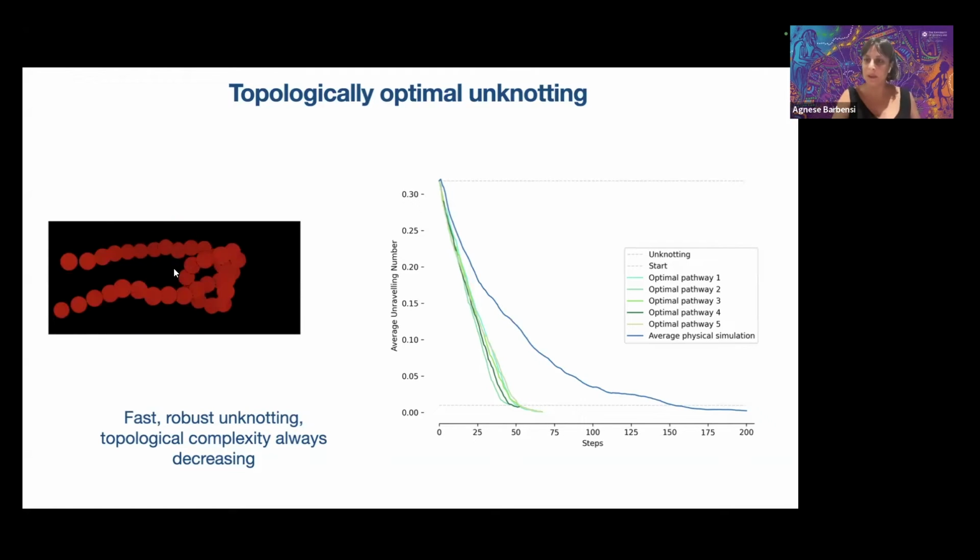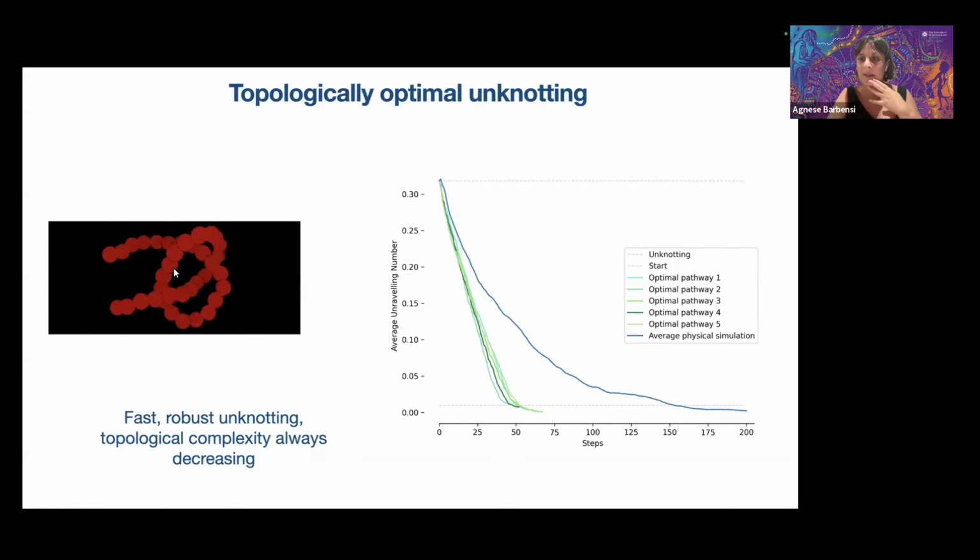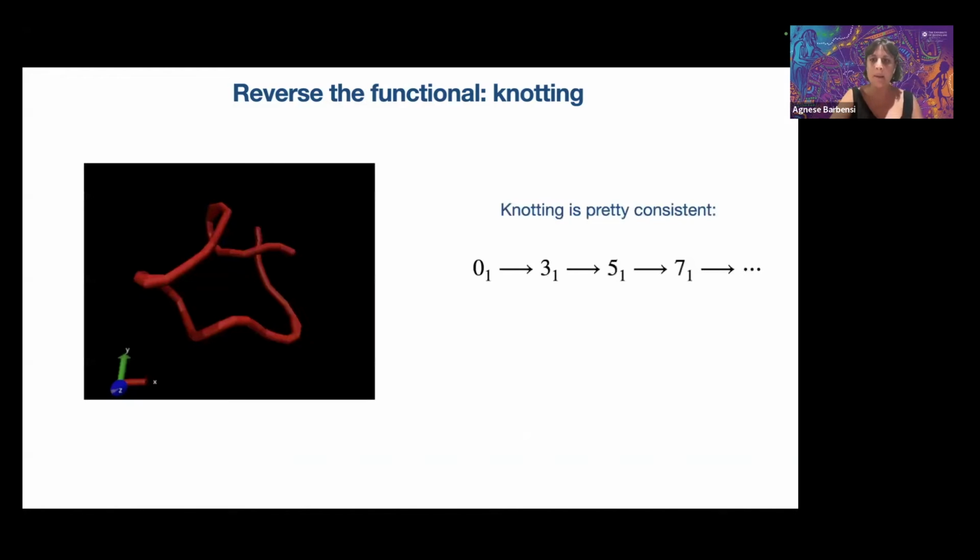Now, at this point, since we had these tools that allowed us to steer the simulation topologically, to drive the simulation with topological quantities, a natural next step was to ask ourselves, what about the other way around? Can we use the inverse of the same functional to create entanglement rather than undo it? So we tried to explore this question using the same model as before.